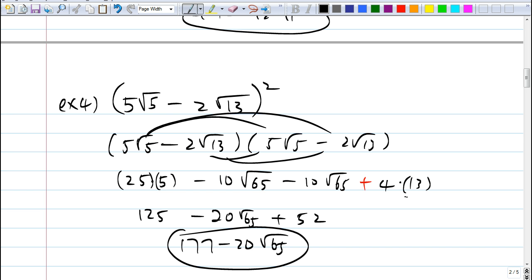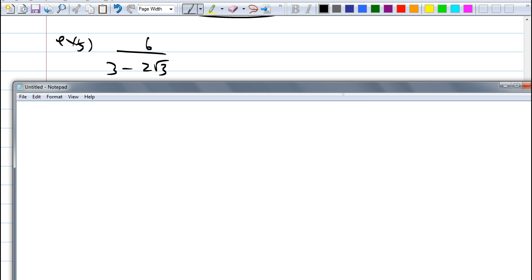Do you see where your mistake is? I'll give you time. Go ahead and fix your mistake. Help each other out, guys. If your teammate didn't get it, help them. Now take a look at example 5.